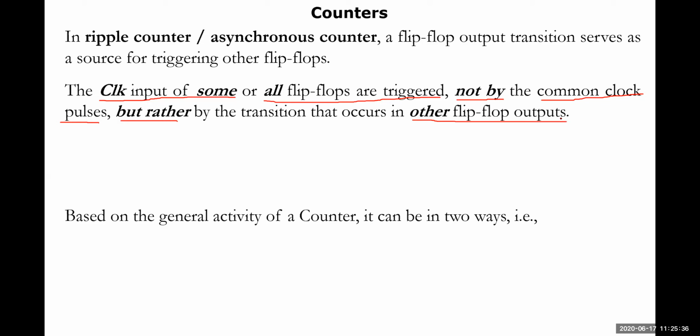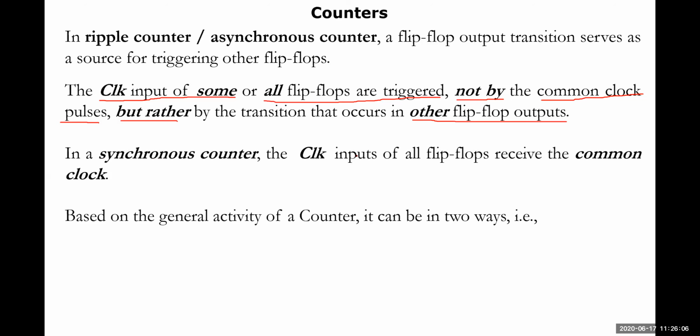Flip-flop number 1 generates some kind of output. Based on that output, the second flip-flop will work and transition. Based on the second flip-flop's output, the third flip-flop will transition. Hence, we don't have any common clock input to all the flip-flops connected in the counter. Such counters are called ripple counters or asynchronous counters.